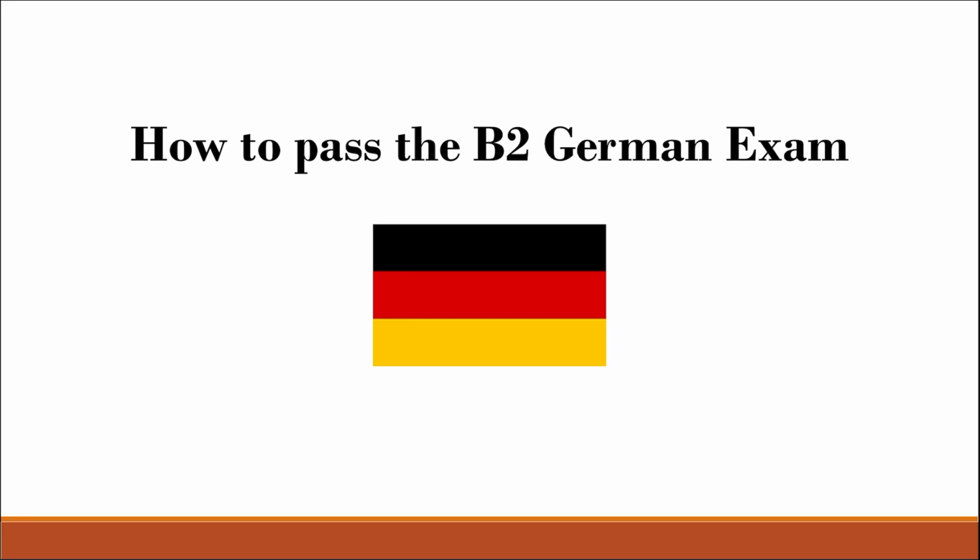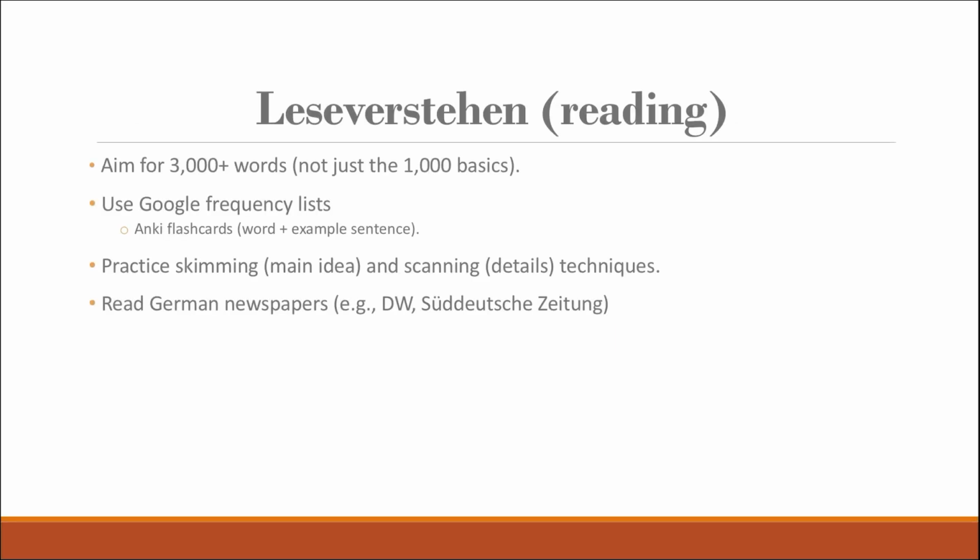And firstly, we're going to start with the first part of the exam, which is the reading and comprehension part, or Leseverstehen. Now, the first thing you've got to worry about is your vocabulary goal, which has to be at least 3,000 words. For the B2 level, you need a wide enough vocabulary to understand complex texts and different topics. Knowing only the 1,000 most common words is not going to be enough. You should aim for at least 3,000.